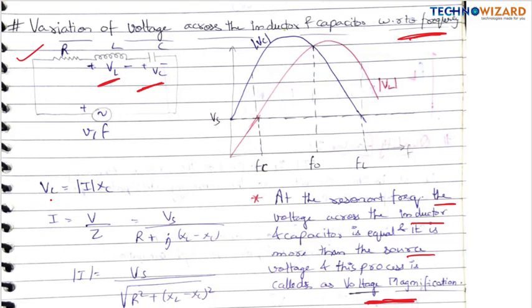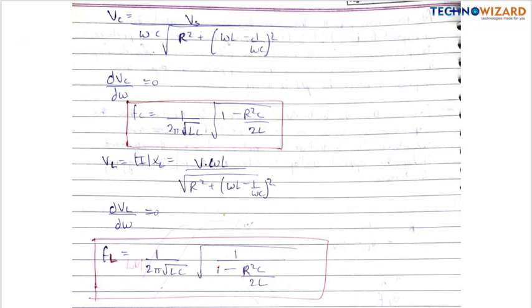Okay, so I can say VC is equal to I times XC. So I is equal to V by Z, and Z is equal to R plus j(XL minus XC). If you are finding the magnitude of current, it is equal to Vs upon root of R square plus (XL minus XC) whole square. From here you can get FL and FC. FC is equal to 1 upon 2 pi root LC times root of (1 minus R square C upon 2L). Okay, that is the capacitive frequency, and FL is equal to 1 upon 2 pi root LC times root of 1 upon (1 minus R square C upon 2L).